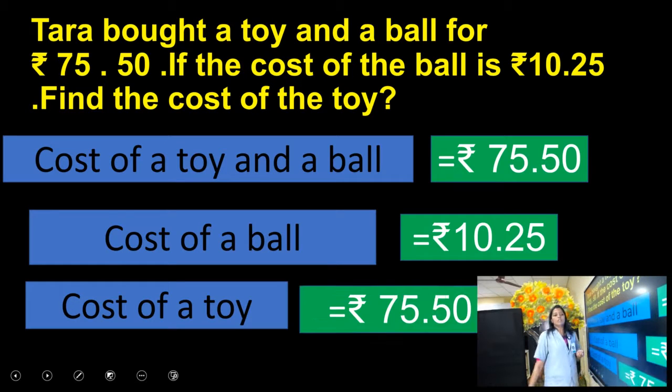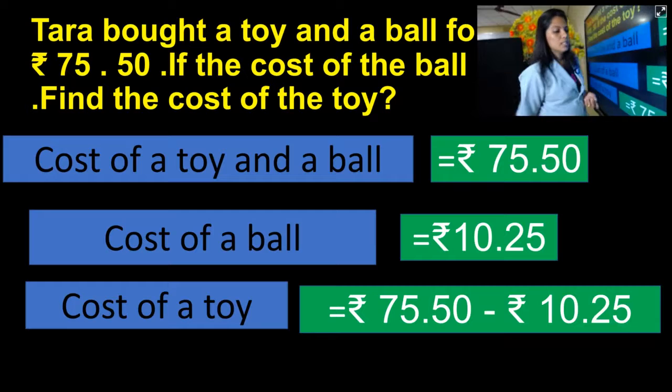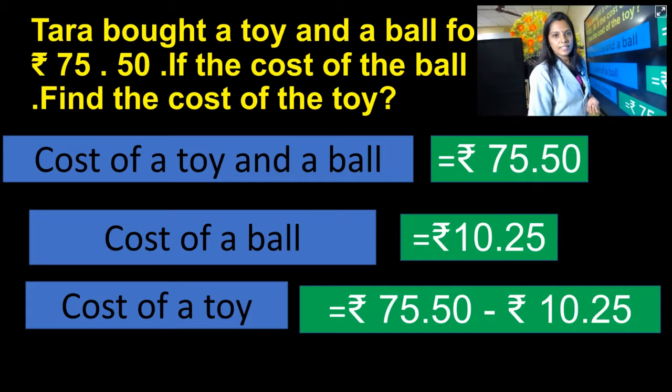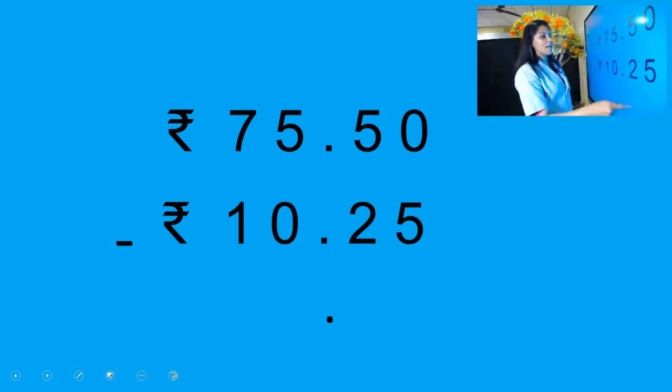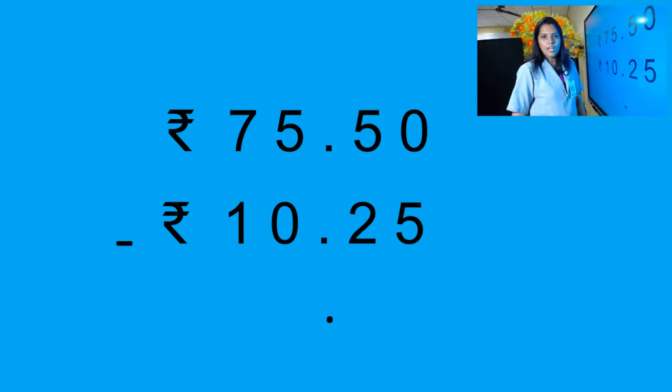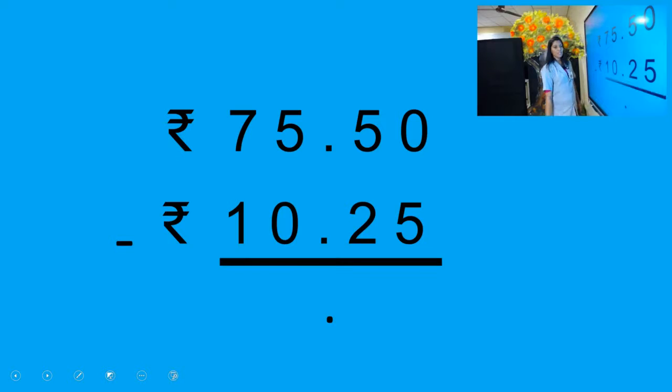Ready? So what is the answer? Rupees 75 and 50 paise minus 10 rupees and 25 paise. Is it correct? Okay. Now we can do how to reduce these two. You can write like this in your working column. Right. Now we have forgotten to put the line. See, this is the line.